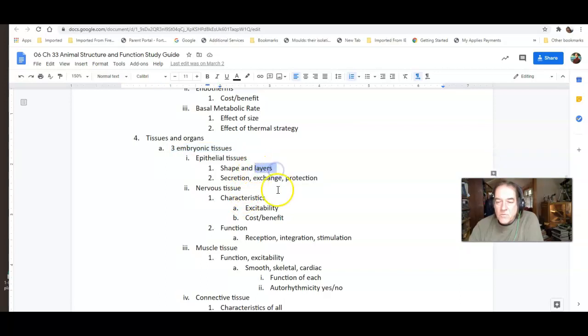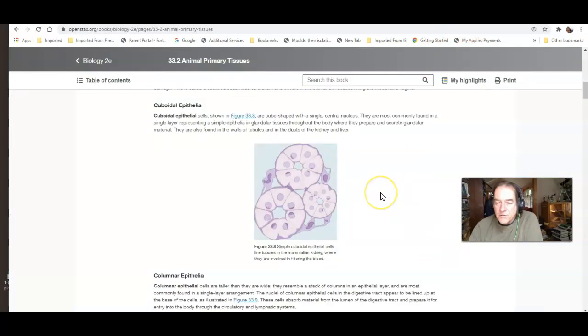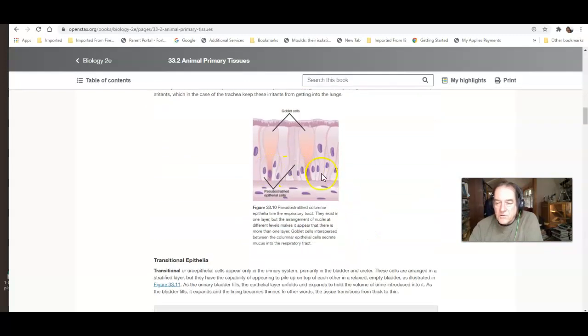Where you want a whole bunch of exchange or secretion of materials, they'll typically have an epithelium just made out of one layer of cells, like this cuboidal epithelium right here, or this transitional, this columnar epithelium right here in the digestive tract or in the respiratory tract right here.